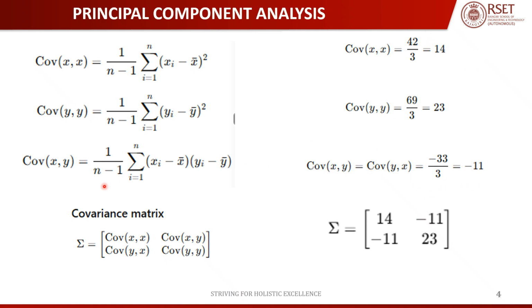And now we'll form a particular matrix where the first entry is covariance of xx and the last entry is covariance of yy, and in between you have covariance of xy and covariance of yx. Both are the same, since (yi minus y bar) into (xi minus x bar) gives the same value, so covariance of yx and covariance of xy are the same. So you form this particular matrix by substitution. Here it's 14, here it's negative 11, here is also negative 11, and 23. Now this particular matrix is called the covariance matrix.